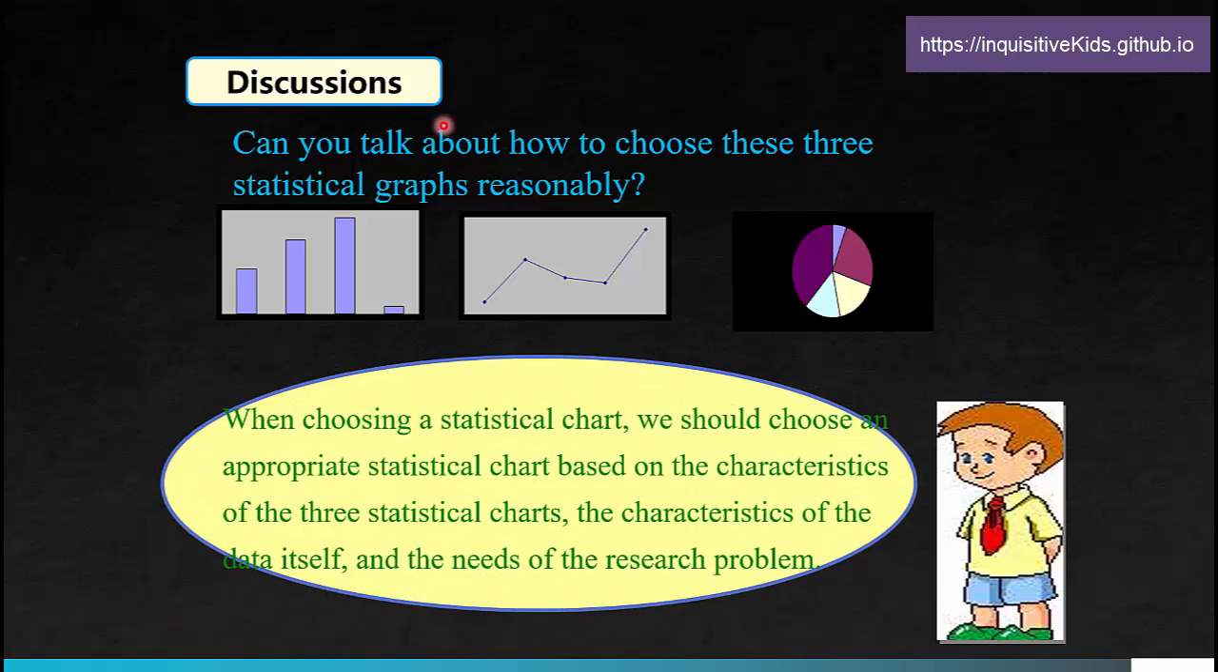So, discussions. Can you talk about how to choose these three statistical graphs reasonably? Well, when choosing a statistical chart, we should choose an appropriate one based on the characteristics of the three statistical charts, the characteristics of the data itself, and the needs of the research problem. The bar chart, the line chart, and the pie chart all have different characteristics, depending on what kind of information we want to obtain.